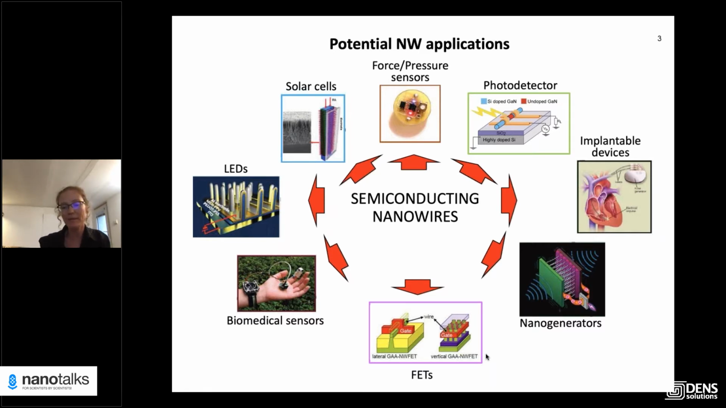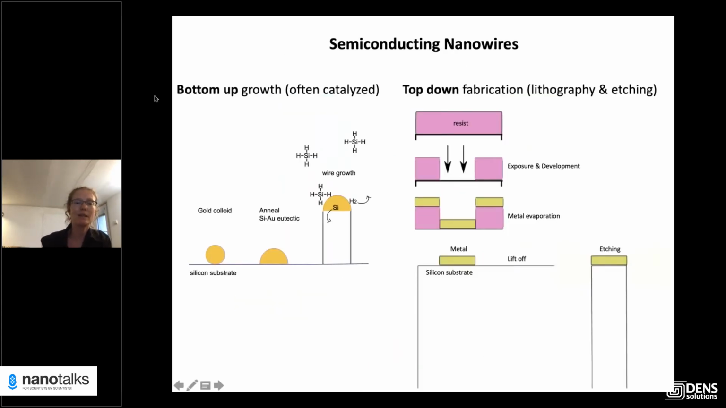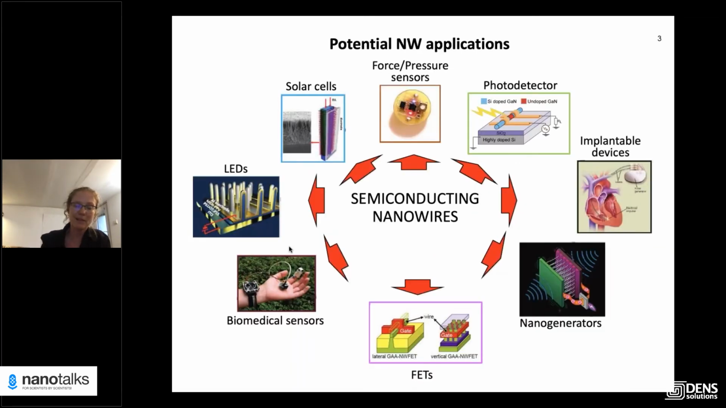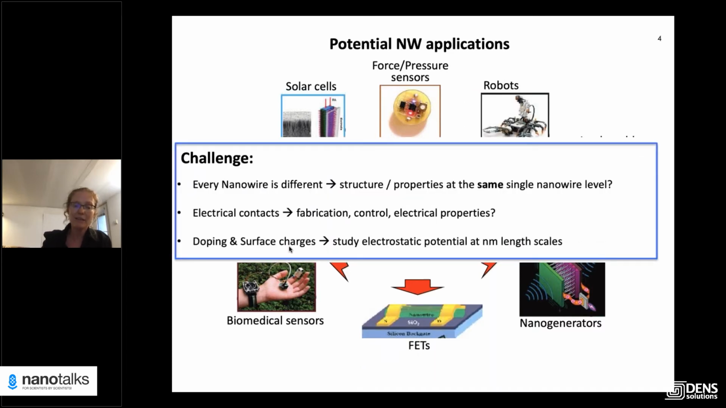However, in this talk, I will mostly speak about nanowires grown using bottom-up methods, and this is basically because they are a slightly easier model system to do this kind of experiments. So basically, nanowires are really interesting and have a high potential. However, some challenges remain. And the first challenge is a variability issue.